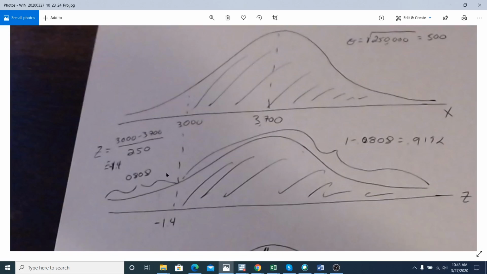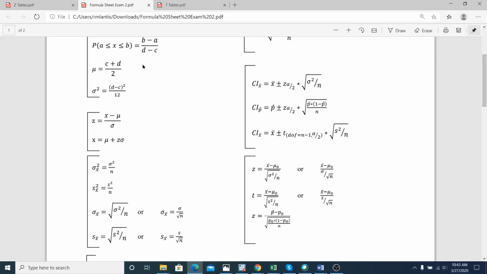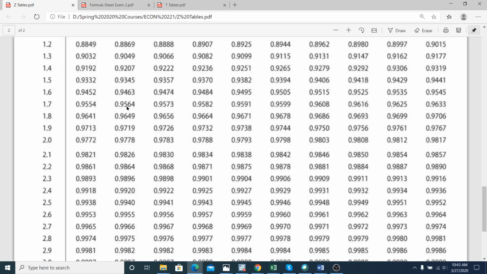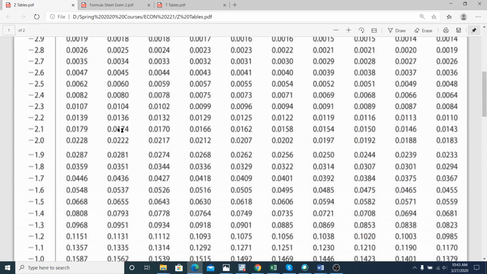I want the area to the right, but when I go to the table and look up that negative 1.4, I go to negative 1.40, because the second decimal is 0, negative 1.40.